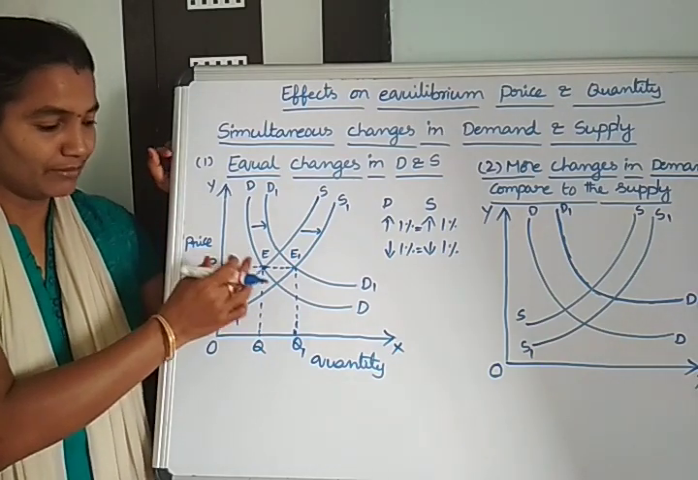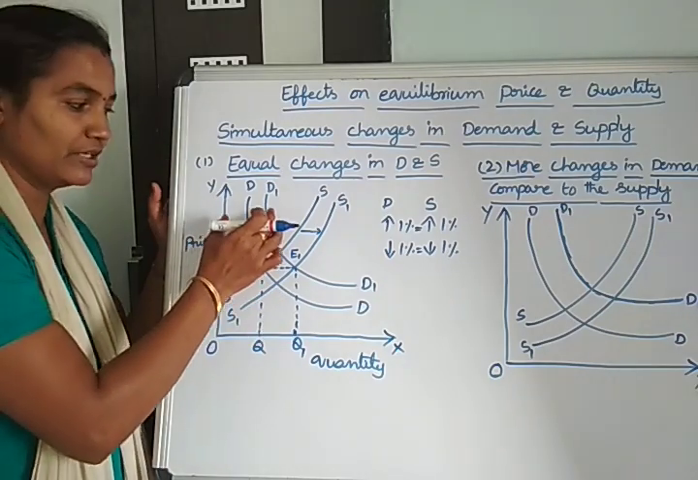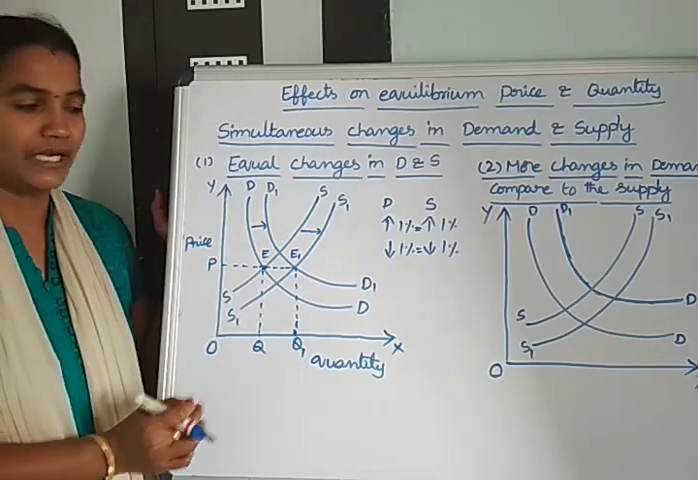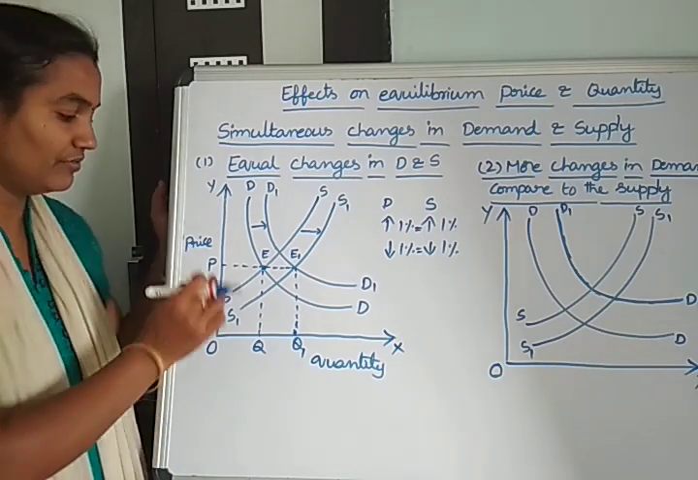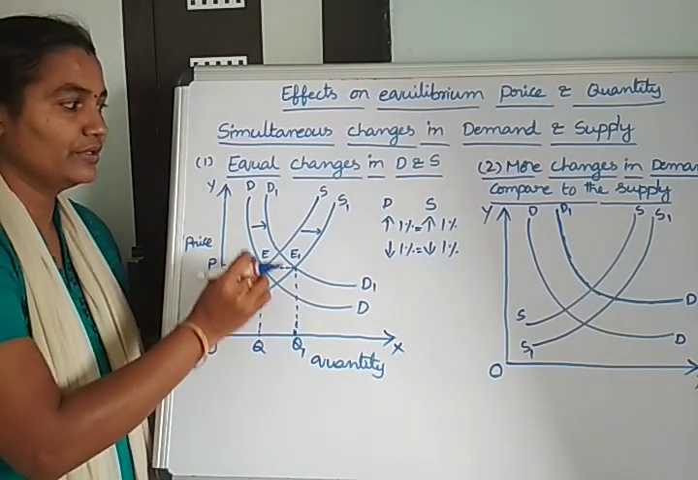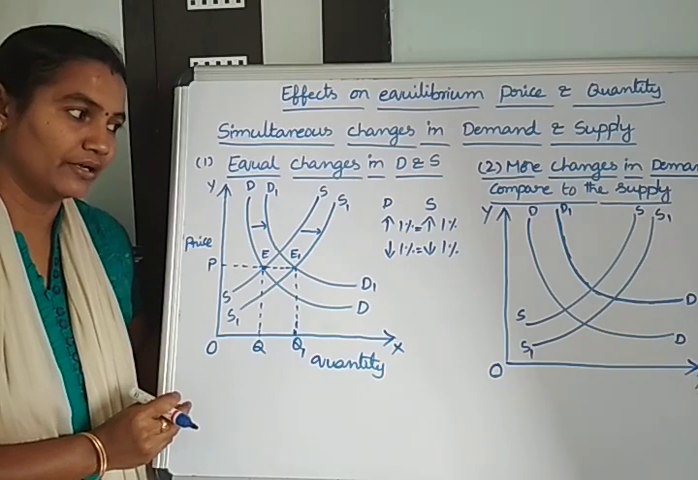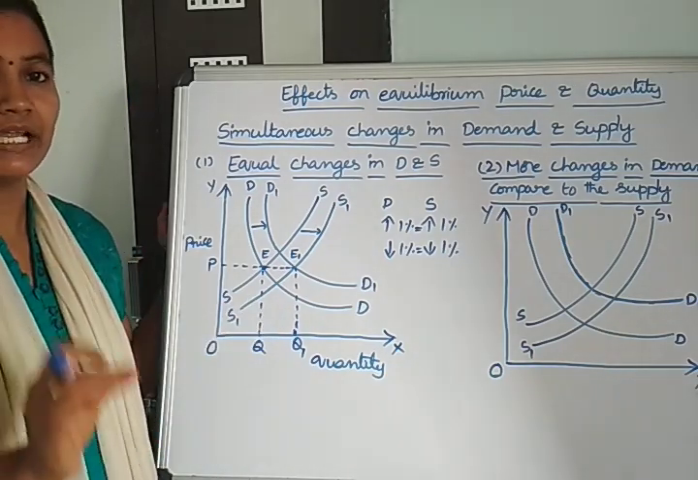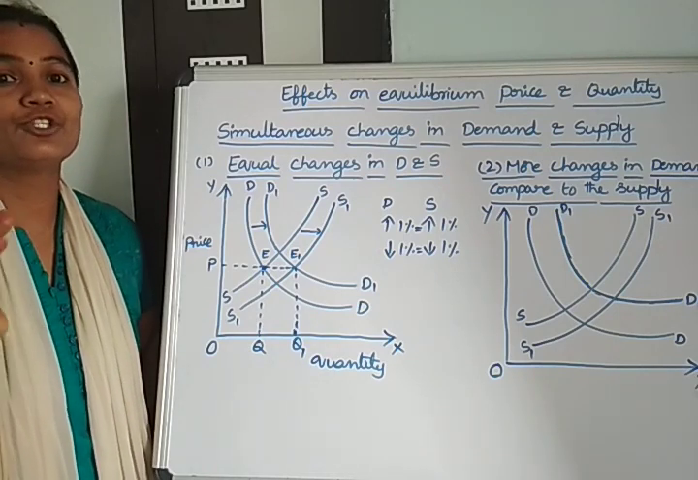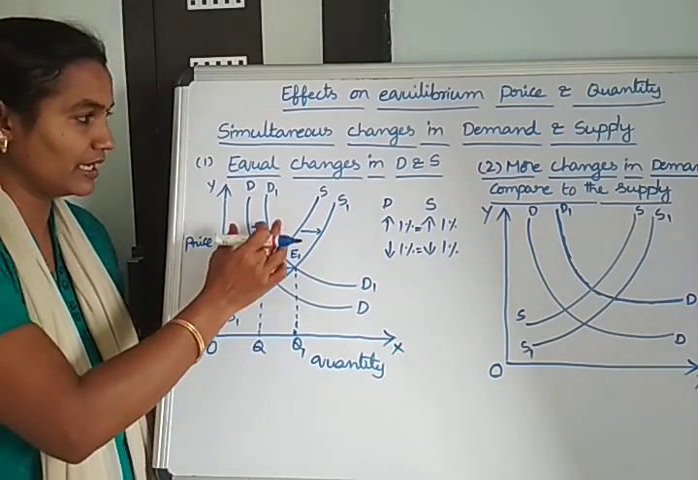So here is one important point: if there are equal proportionate changes in quantity demanded and quantity supplied, then only the quantity and equilibrium position change, but there is no change in the price of the commodity. The main reason is the equal proportionate change in quantity demanded and quantity supplied. That is the main point we need from this diagram.